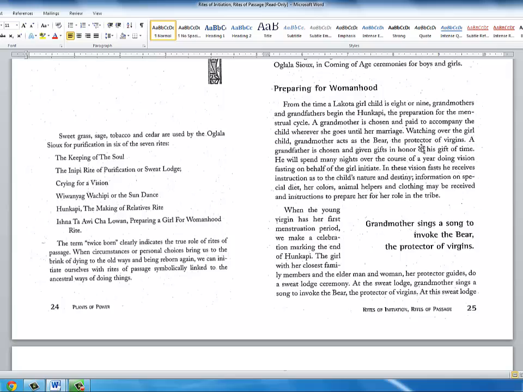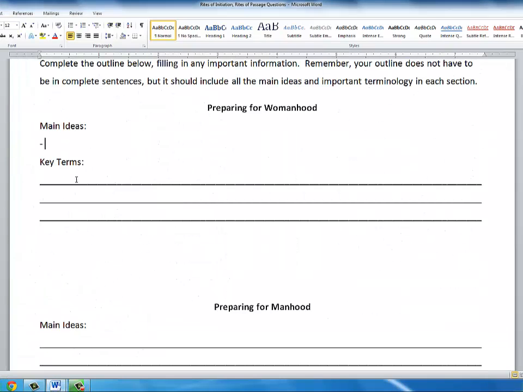All right, so let's take a look. What is important here? I would say one important idea is that Hunkapi is the preparation for the menstrual cycle, and it begins when the child is 8 or 9. Let's take a look over here. Main idea: Hunkapi begins when a girl is 8 or 9. Okay.